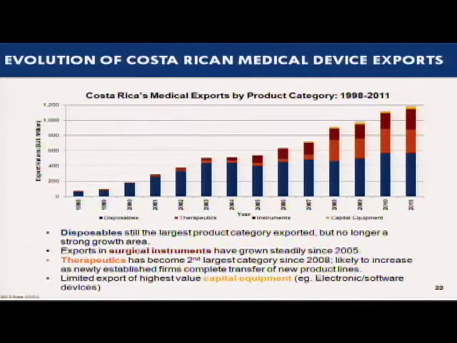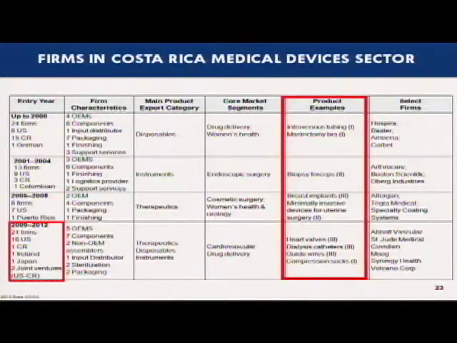We had to go to firm-level data, so in this study we interviewed firms. I think Costa Rica has about 60 or 65 main firms in medical devices, and we interviewed about 35 of them. In those interviews, we asked, why did you come to Costa Rica? What do you do here? How did your product profile change over time? And when we did that analysis, one thing came out that Costa Ricans hadn't really thought about before.